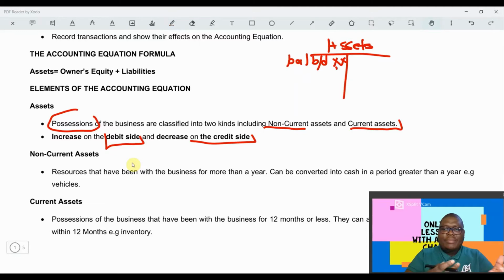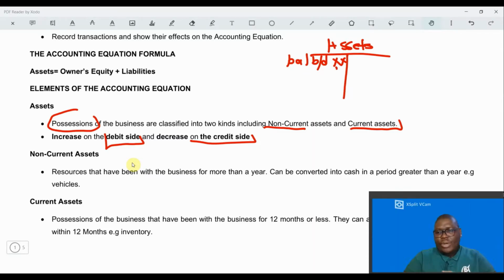This means that the only time these assets can decrease is when we are selling them or we're making some donations, or maybe if they get stolen, which I pray that it doesn't happen. Okay. And then we also need to be able to understand the categories of these assets. In terms of this, at least know, remember, non-current assets and current assets are all classified as assets. So as long as you know where they increase and decrease, you won't have a problem.